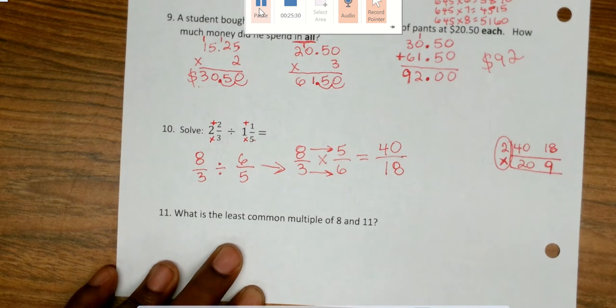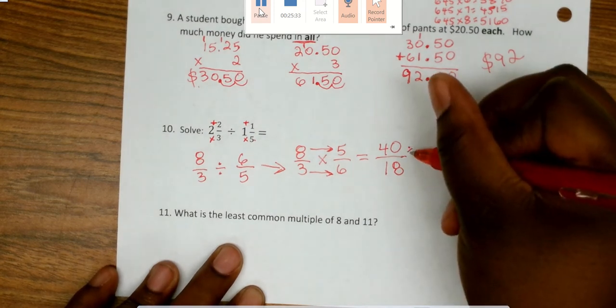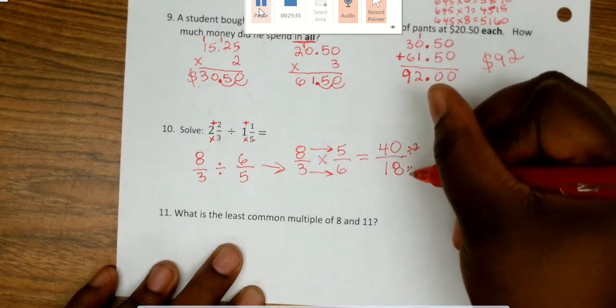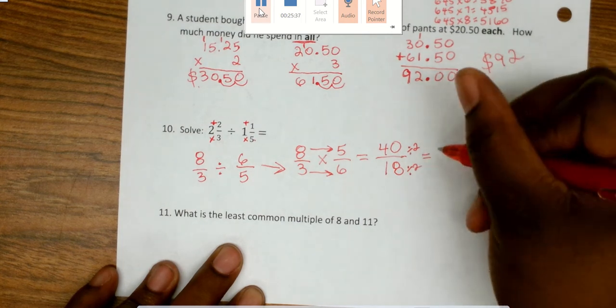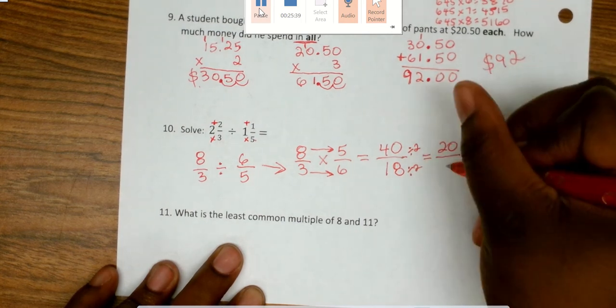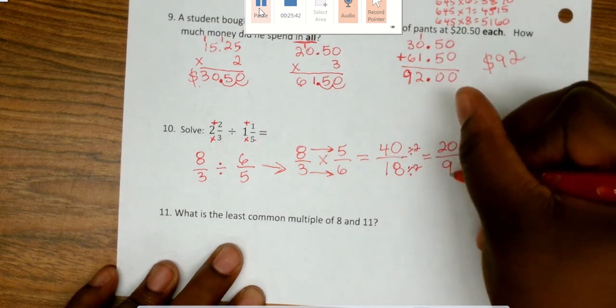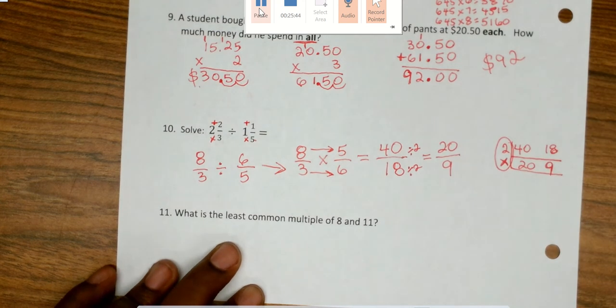All right, so I'm going to divide my numerator and denominator by 2. 40 divided by 2 gives me 20. And 18 divided by 2 gives me 9. So my final answer is 20 over 9.